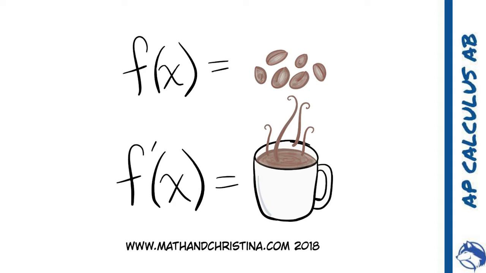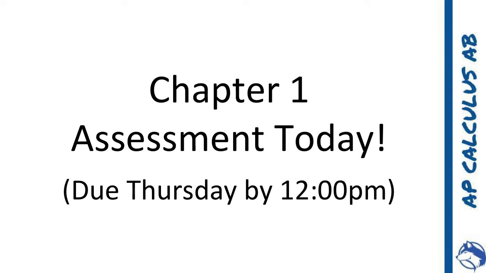So if f of x was coffee beans, then f prime of x, which is the derivative, is coffee. So the derivative of coffee beans is coffee.